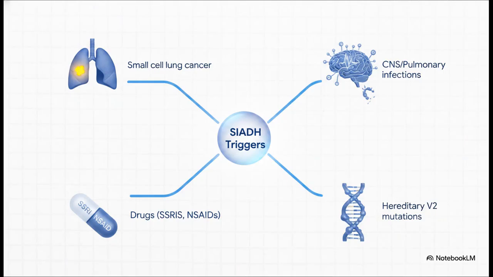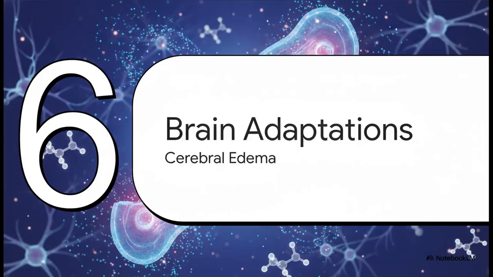Looking at the data, the culprits are remarkably widespread. Malignancies are a huge trigger, particularly small cell lung cancer, which is wild because it can actually produce AVP all on its own. Then you've got central nervous system disorders like meningitis or a stroke, and pulmonary infections like pneumonia. Even everyday medical treatments can trigger it. Common drugs like SSRI antidepressants, carbamazepine, and NSAIDs can actually enhance the release or action of AVP. And, in some rare instances, hereditary gain-of-function mutations directly in the V2 receptors can cause a nephrogenic version of the syndrome.